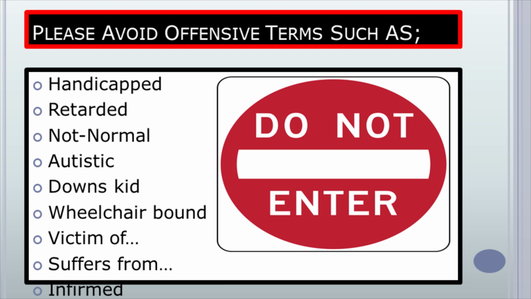I'm going to read these terms, and I'd like you to close your eyes and think about the mental image that comes up when I say each term. So if you close your eyes, I'll just read them. Handicapped, retarded, not normal, autistic, Downs kid, wheelchair bound, victim of, suffers from, infirmed, unfortunate. Okay, you can open your eyes now.